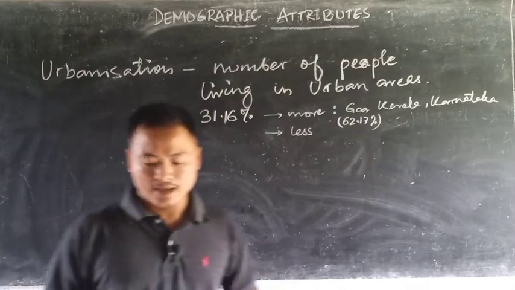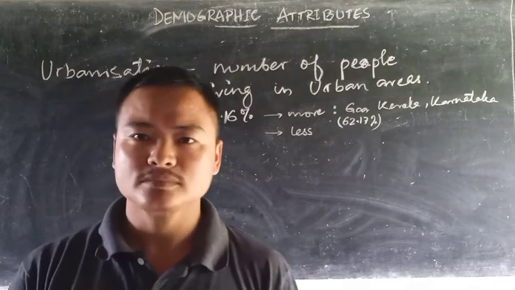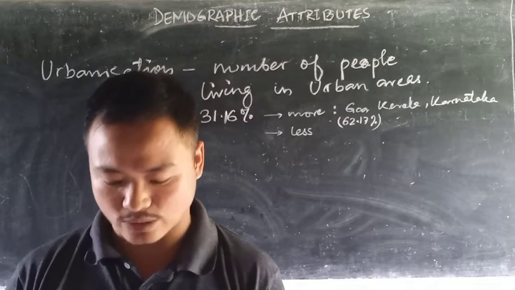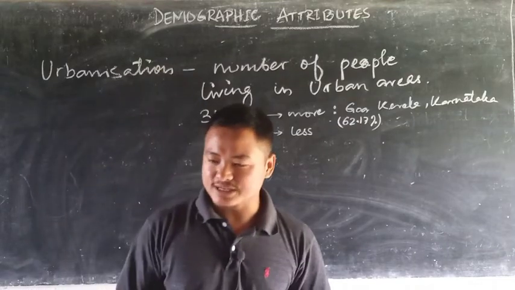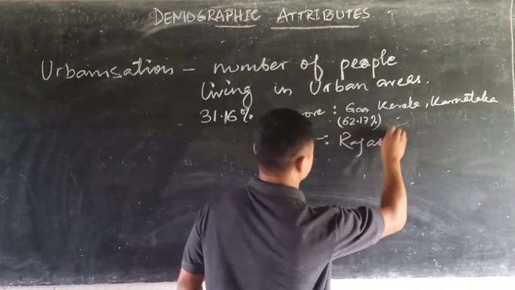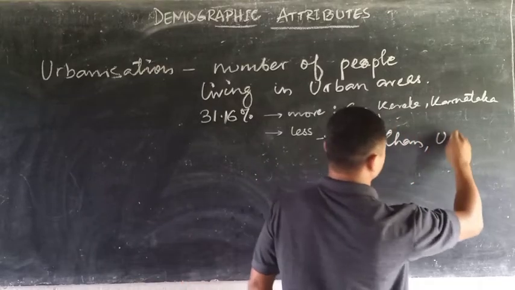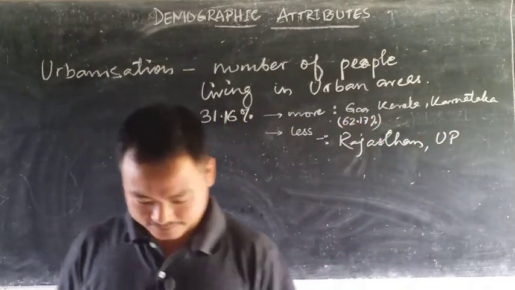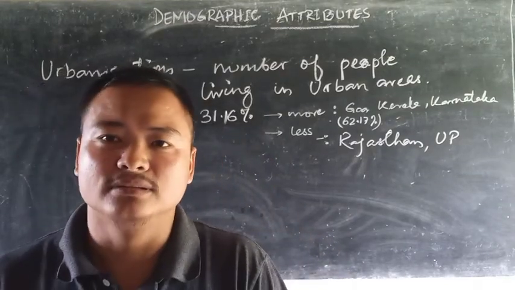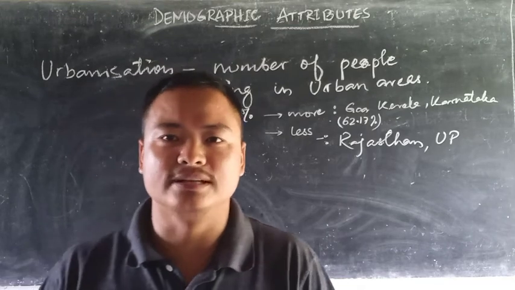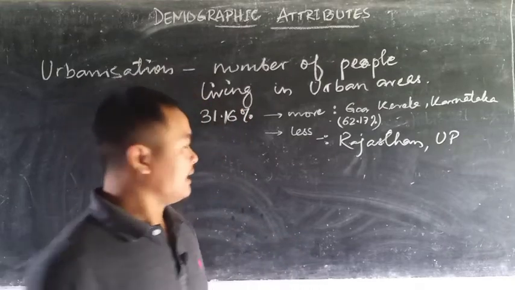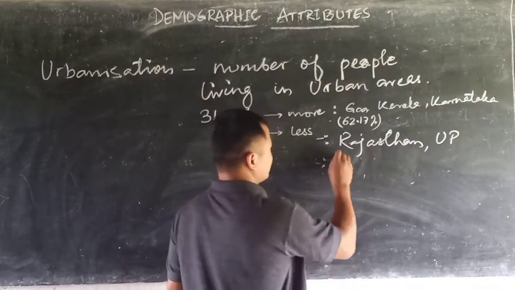31.16%. But there are also states in India whose urban population is lesser than the national average of 31.16%. The states that we mostly find with lesser urban populations are Rajasthan, then Uttar Pradesh. These are certain states where the urban population level is much lesser as compared to the India's average, the national average.